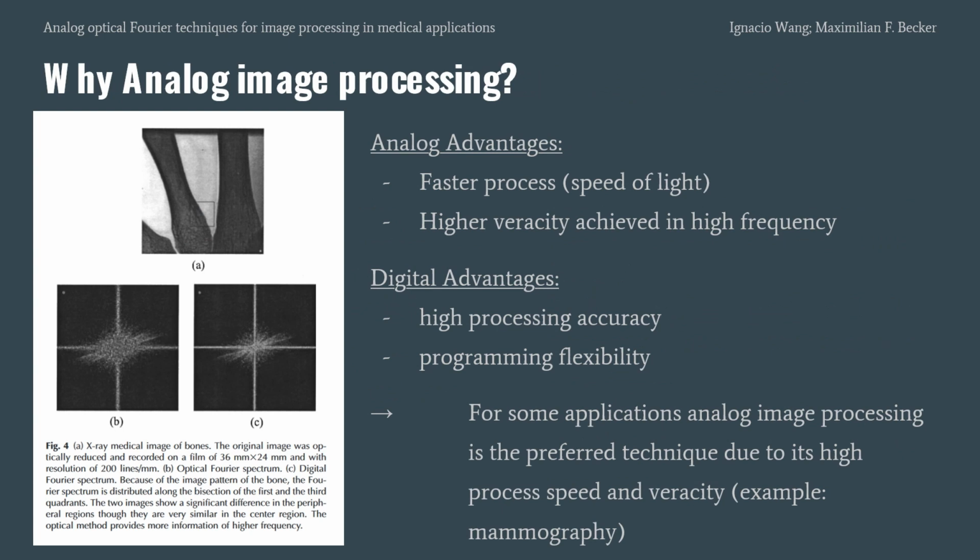So, why analog image processing? Because it has a faster process as it works at the speed of light, and has a higher veracity achieved in high frequency. The digital advantages are that it has a high processing accuracy and the flexibility of programming. But for some applications, analog is preferred due to the high process speed and veracity, for example, for mammography.